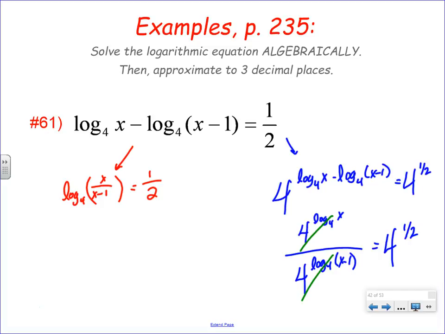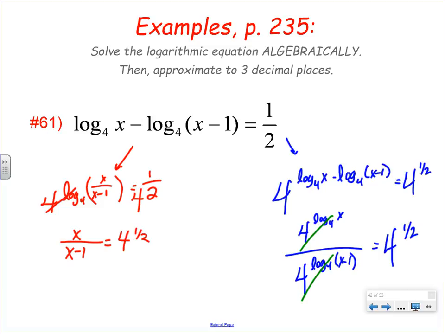Now I have x over x minus 1 equals 4 to the 1/2. Well, wait a minute, isn't that different? How would you keep going over here? Brings it to 4. Hey, look. So the quotient property of logarithms is the same thing as the division property of exponents? Yeah, it is. And that's where it came from. You probably don't remember, but we kind of showed where it came from, and that was it.